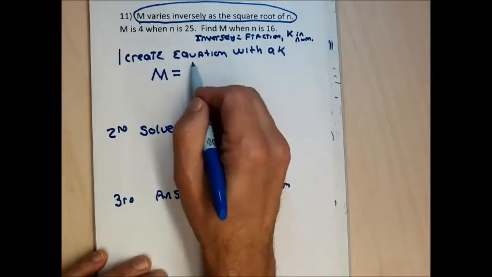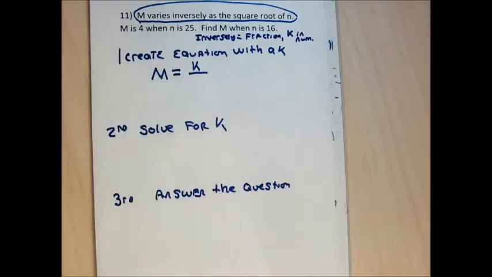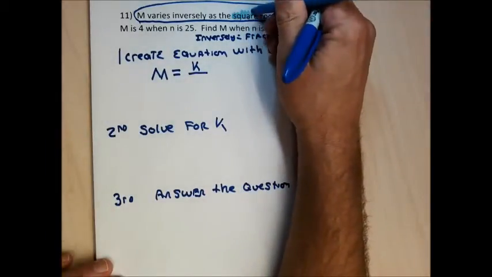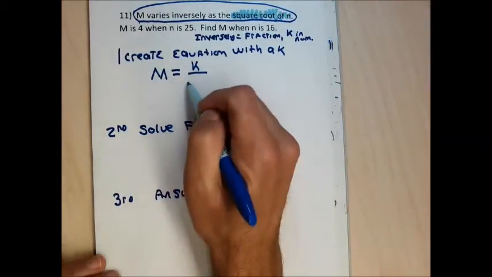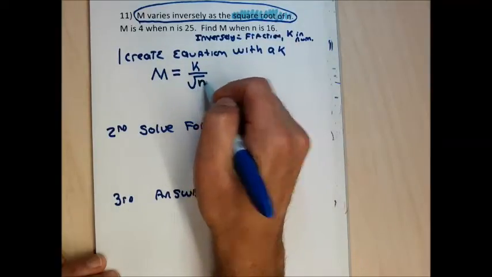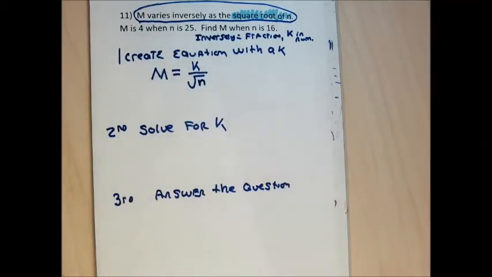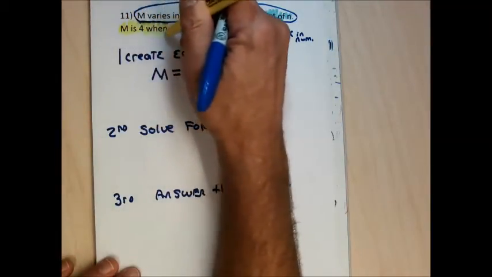So to the right of the equal sign, I'm going to form a fraction with a k in the numerator, and what goes in the denominator is something that's equivalent to the square root of n. I know that a square root is this symbol, and the n has to go under it. Done with the first sentence, done with creating an equation with a k. I'm going to move on to the second sentence and do the second part.